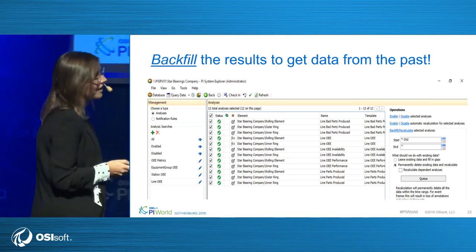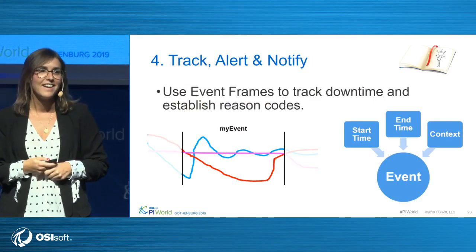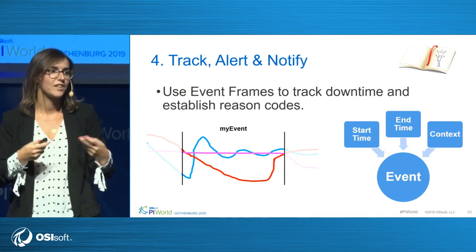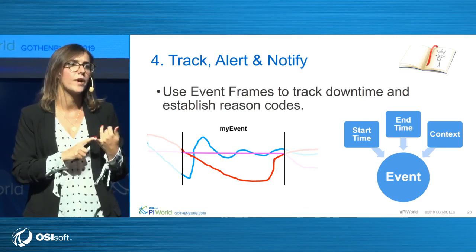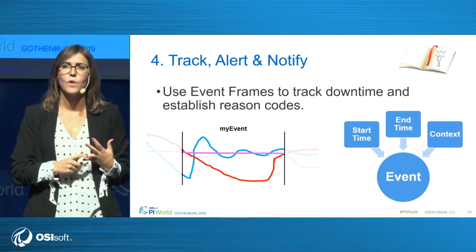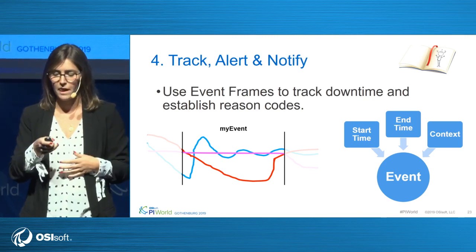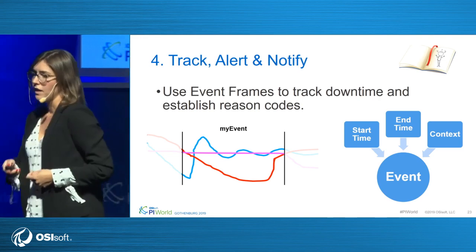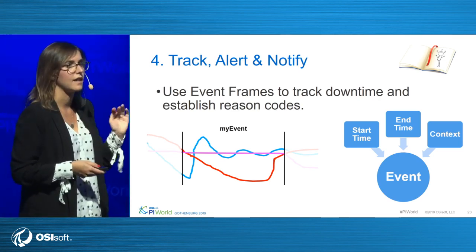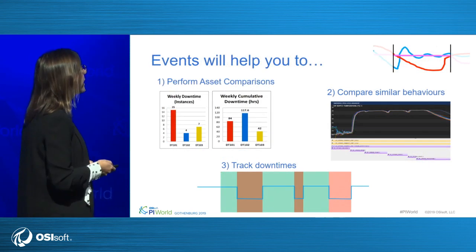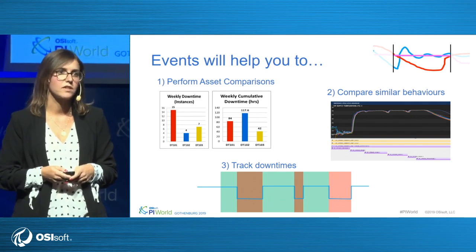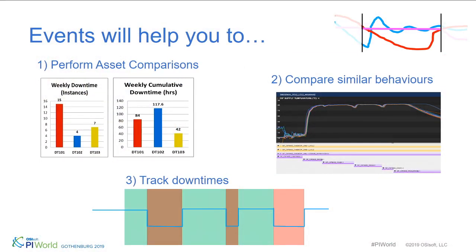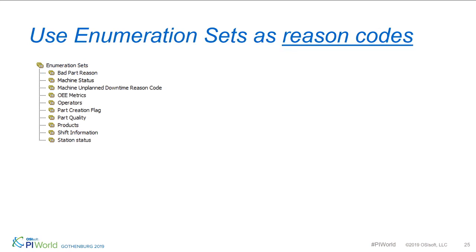So next thing to do, I know you already saw it, but would be to track the different downtimes, no? To track the different downtimes, establish reason codes in order to know, first of all, when a machine stops and be able to see what are the typical reasons why those machines stop. So we used event frames for that. In event frames, you can establish context, start and end time, and then you can use them to compare your assets, to compare similar behaviors, and of course to track downtimes, which is, I think, the most interesting thing of this part as well.